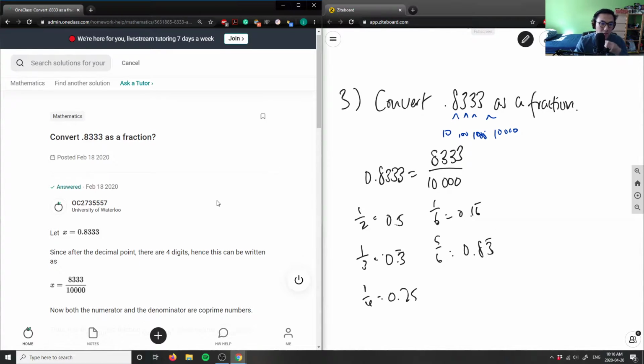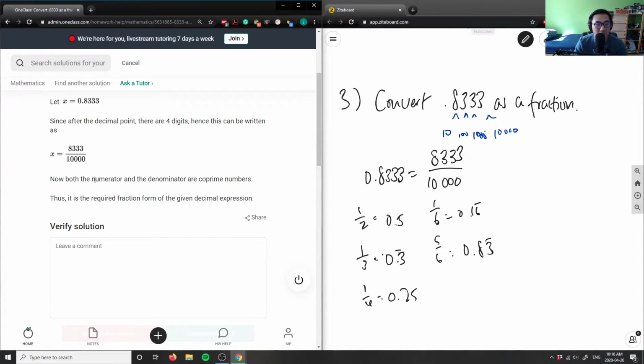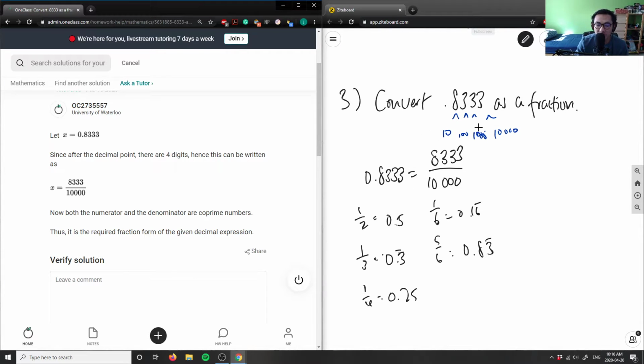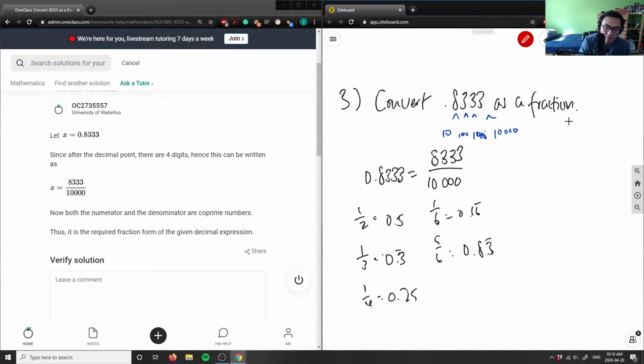So let me just check what they did in terms of their solution. So it says now the numerator and denominator are co-prime numbers, thus this is the fraction form of the given decimal expression. So they just ended it off by saying this, but basically I'm saying that I can prove this can equal 5/6 if I extend my fractions. If I did 5 divided by 6 and then did 0.000, if I do this division here, 6 times what number is 50? Closest to 50 is 8. I would have 48, minus, 2.